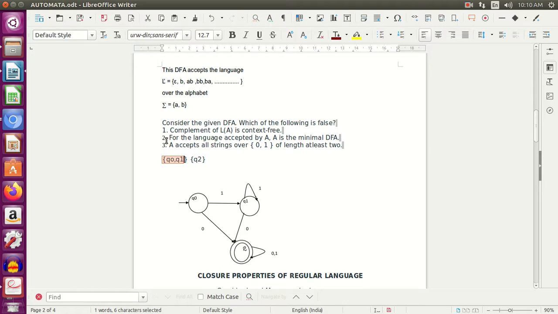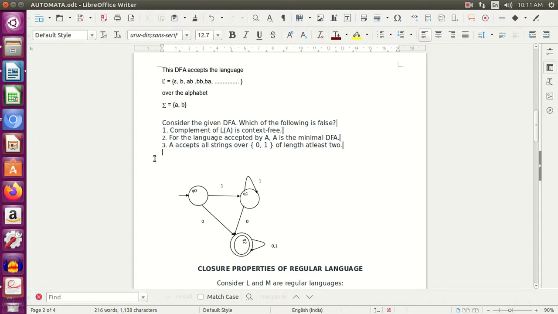In option 2, it is said that the DFA for the language accepted by A is the minimal DFA. This is not the minimal DFA. There will be two states. You can also try it with your Myhill-Nerode theorem, whatever I have taught you all, and it will be easy with the equivalence theorem. And for section C, don't worry, I'll cover it in the next class.